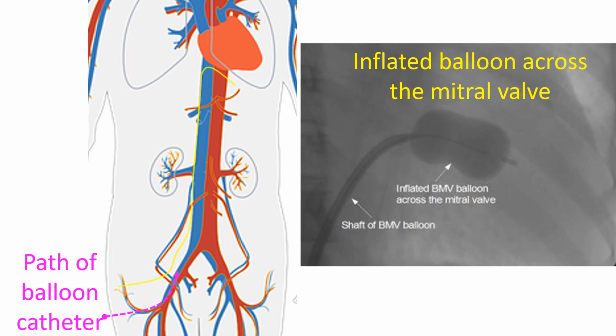The balloon catheter moves through the femoral vein in the groin, through the inferior vena cava into right atrium. Then it reaches the left atrium and left ventricle through a puncture made in the interatrial septum. When the deflated balloon is across the mitral valve, it is inflated and then quickly deflated, relieving the obstruction to mitral valve.